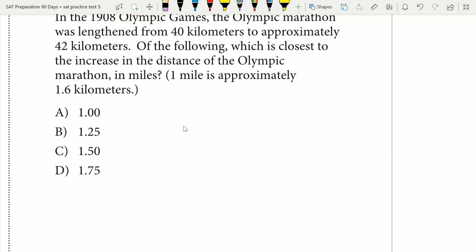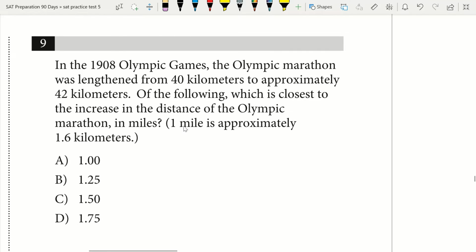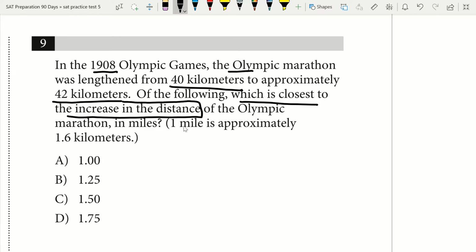So it deals with Olympic Games and converting between kilometers and miles. So we have in the 1908 Olympic Games, the Olympic marathon was lengthened from 40 kilometers to approximately 42 kilometers. Of the following, which is closest to the increase in the distance, so I'm looking at a change in distance, a positive change, of the Olympic marathon in miles. So we know that we increased from 40 kilometers to 42. That's a change of 2 kilometers because 42 minus 40 is 2. So we have a change of 2 kilometers.